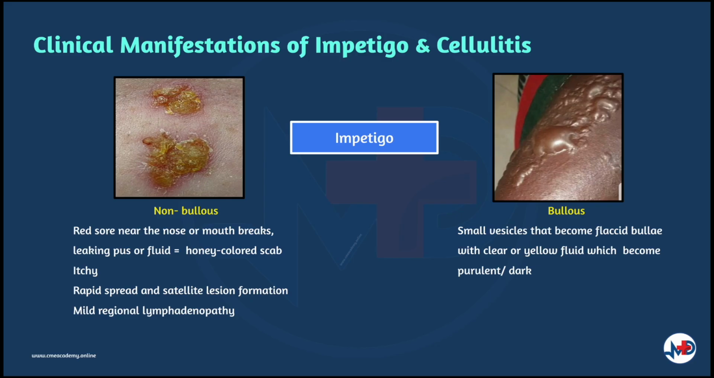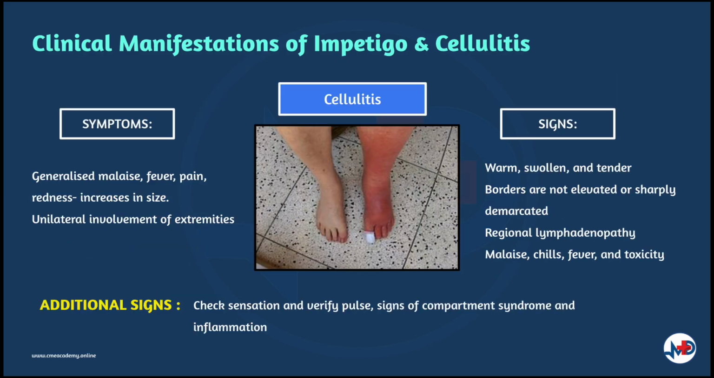Additionally, you may notice mild regional lymphadenopathy. In bullous impetigo, you will notice that the vesicles seen are fragile and they may form flaccid bulla which may rupture and ooze yellow fluid. However, patients with cellulitis complain of generalized malaise, fever, pain and an area of redness with increasing size. There's also unilateral involvement of their extremities.